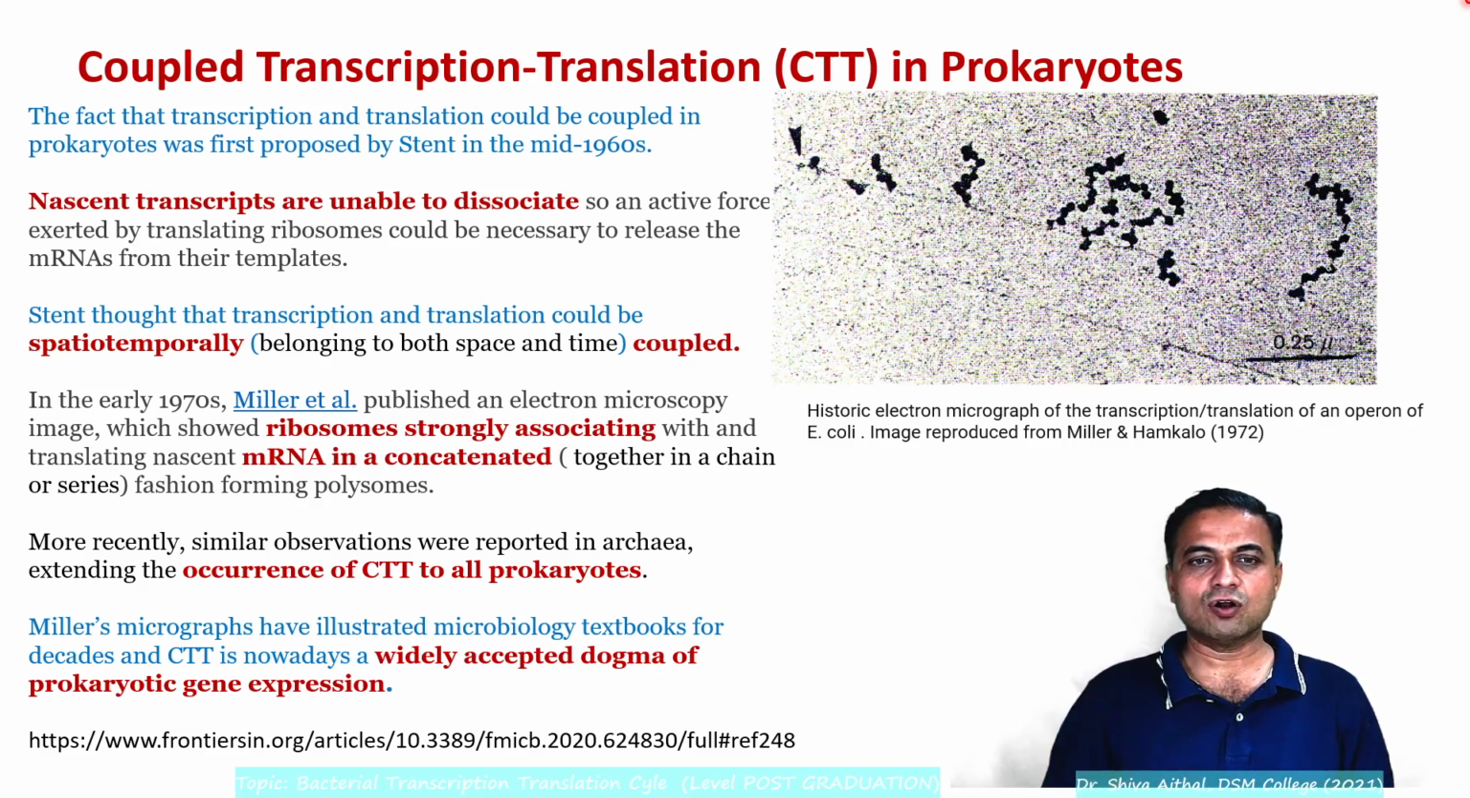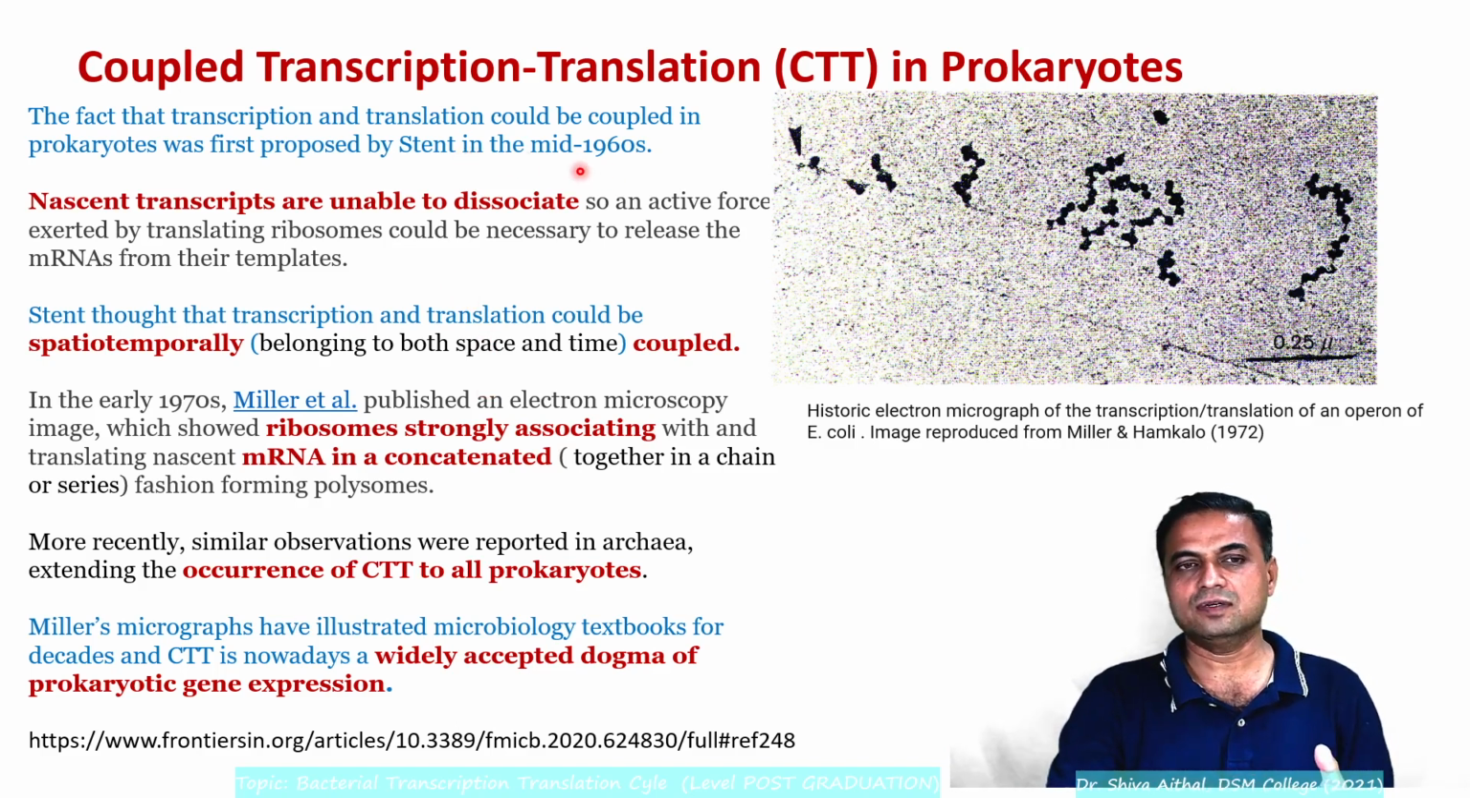He published this electron microscopy image which showed that ribosomes strongly associate with the translating nascent mRNA in a concatenated fashion. See this word, concatenated means together in a chain or series of polysomes. So what is CTT, or coupled transcription and translation in prokaryotes? Transcription and translation can be coupled. This was first proposed by scientist Stent in the 1960s.